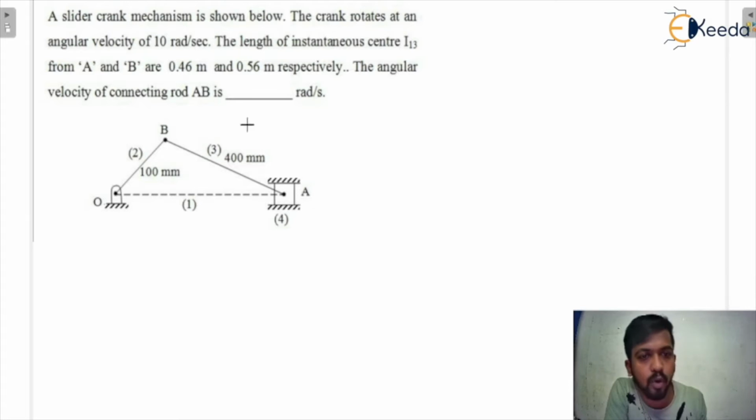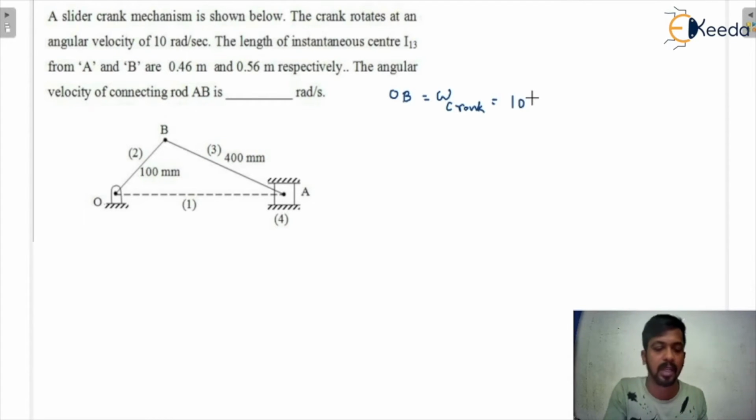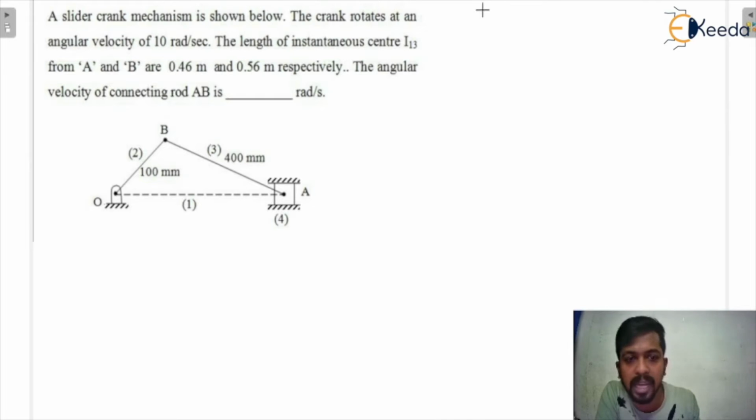Where is the crank? OB is basically the crank in the diagram. So OB is the crank, that means omega crank. The angular velocity of the crank is given, that is 10 radian per second. I'm going to write here, the space is available: omega OB is equal to 10 radian per second.